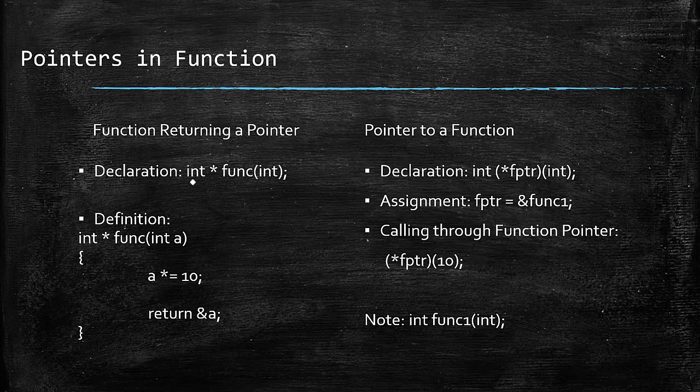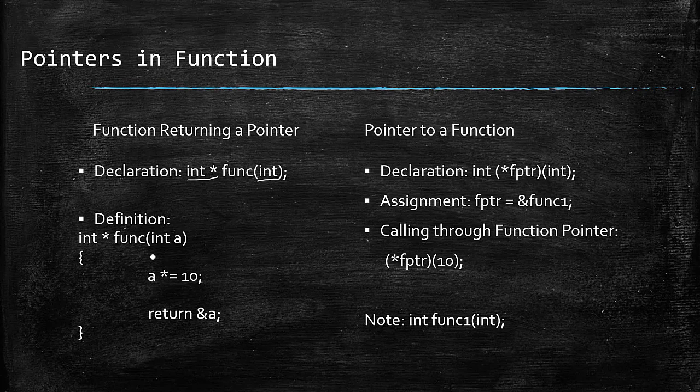So we need to mention the data type of the pointer the function is going to return, followed by the function name, followed by the input argument of that function. So here in this declaration, we are saying that function func will take an input argument of integer type and is going to return an integer type of pointer. Now how can we define it?